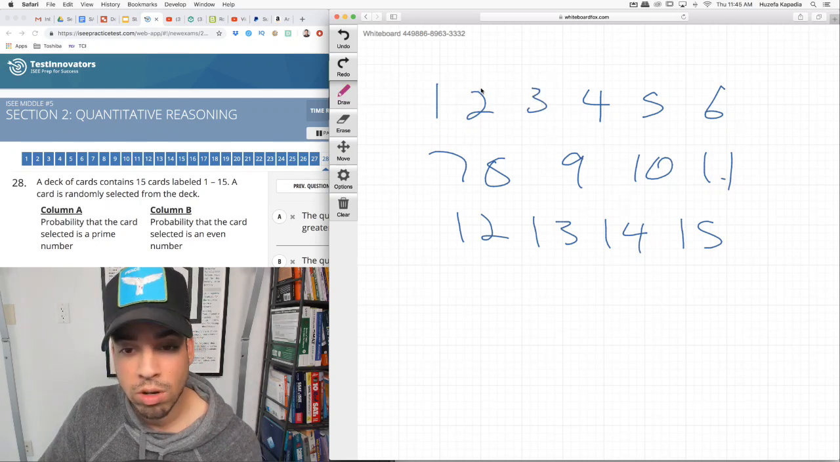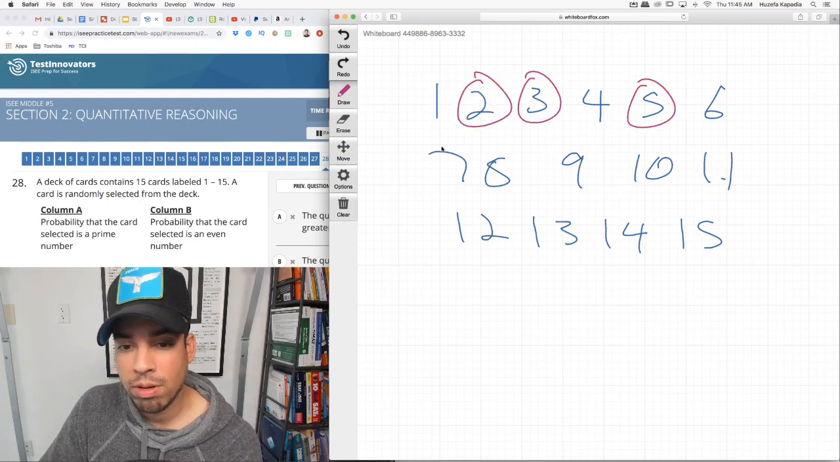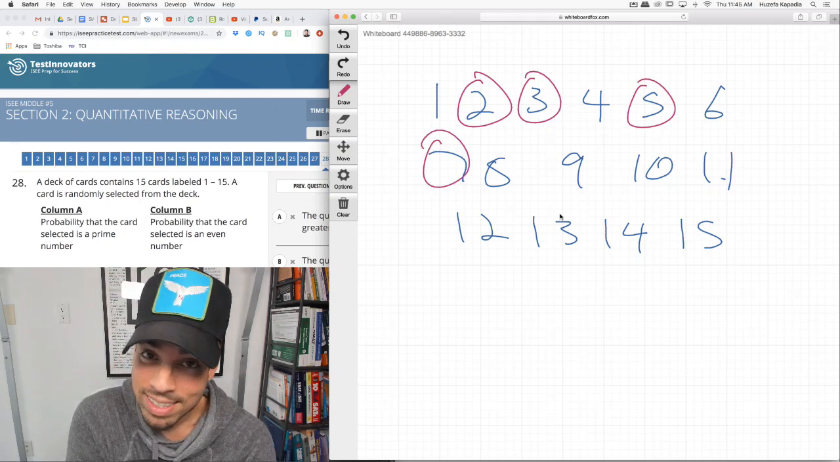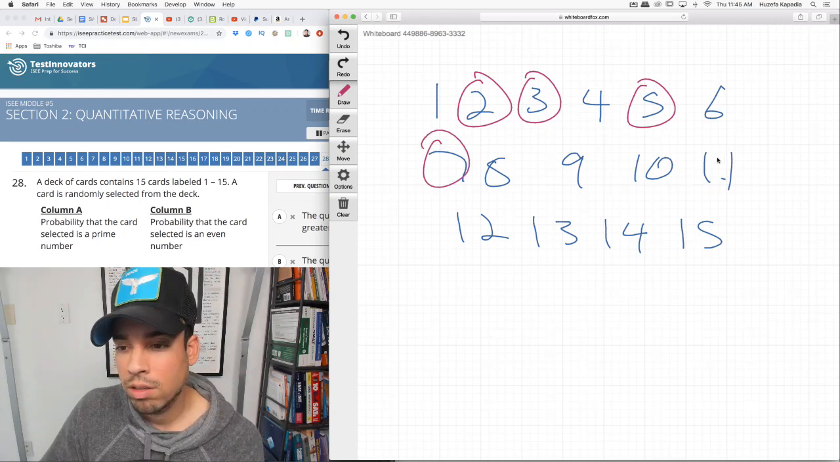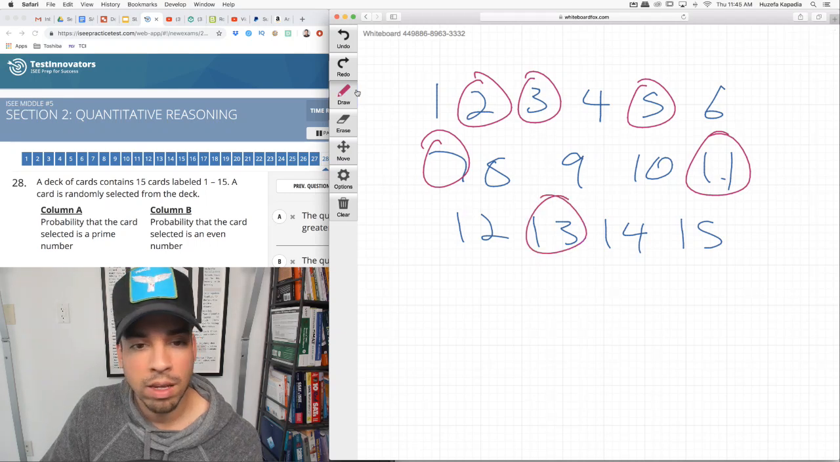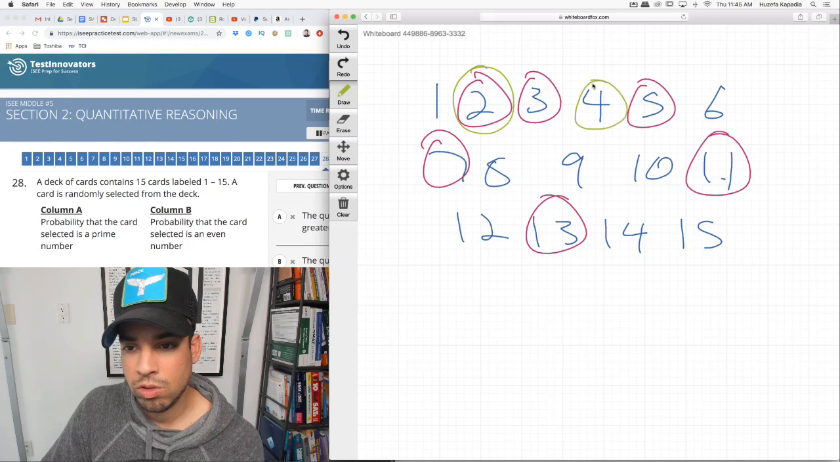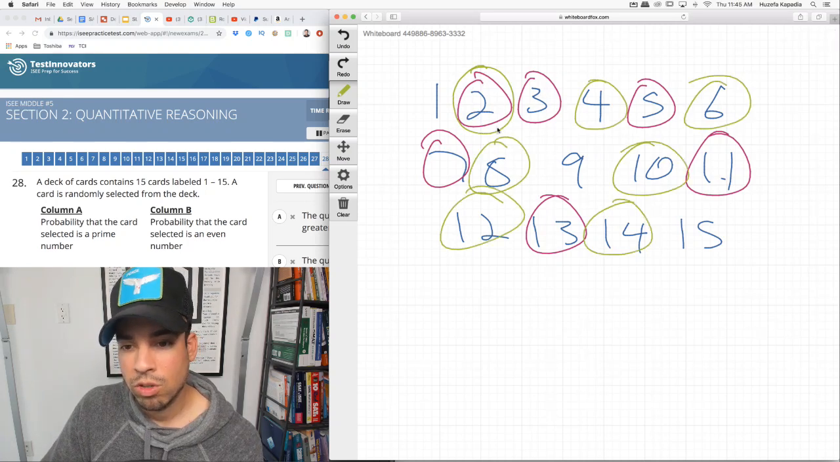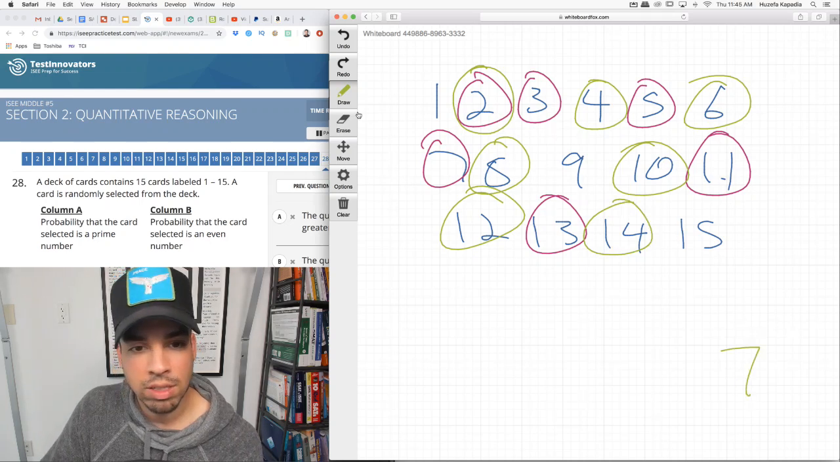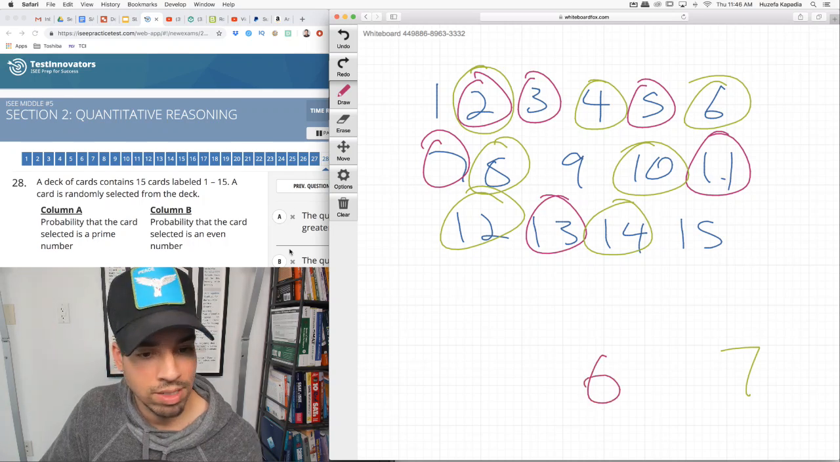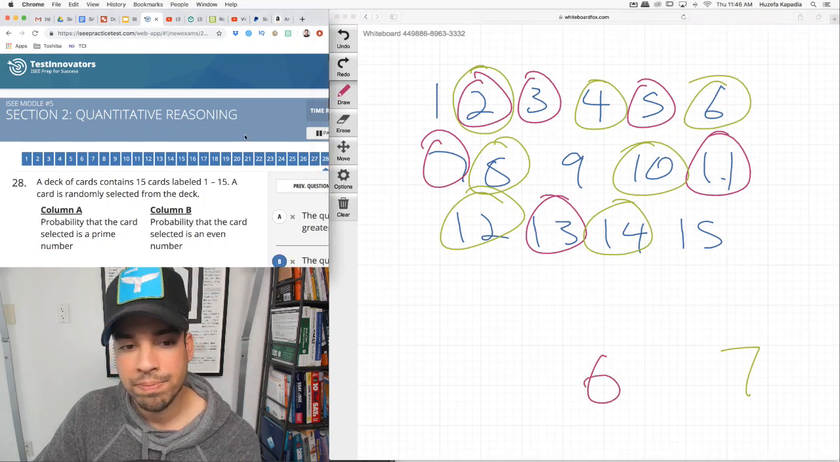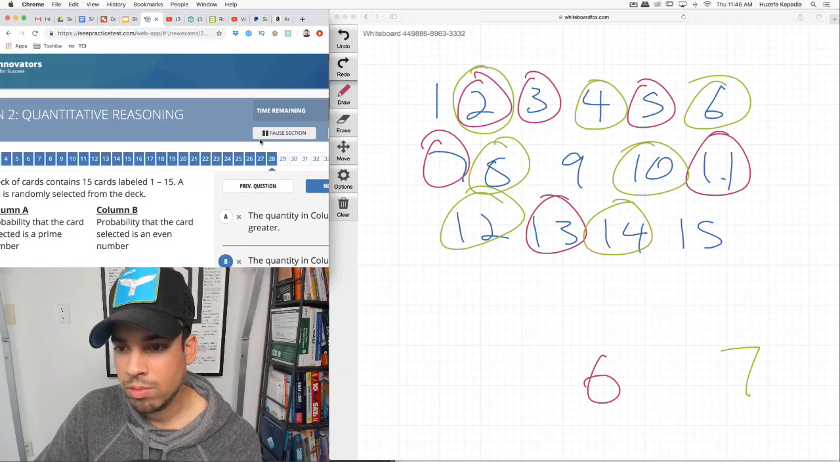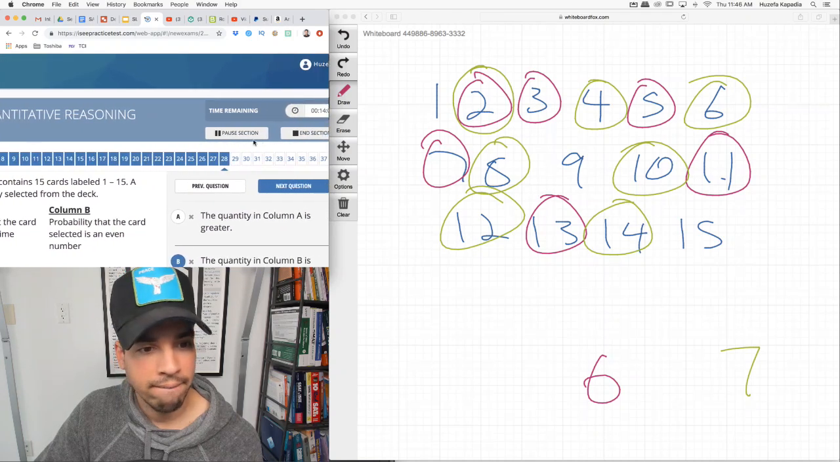Basically, which one has more? Well, I got 1 prime, 2 primes, 3 primes, 4. A prime is a number that can only be divided by itself and 1. Prime, prime. Okay. Now let's circle all the evens. 1, 2, 3, 4, 6, 7. So I got 7 evens, and I've got 6 primes. Primes is less, evens is more, and done. Sure I didn't miss any primes.